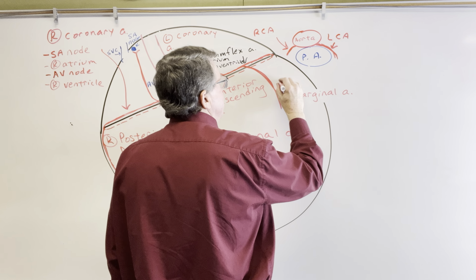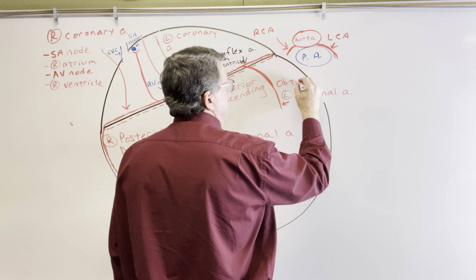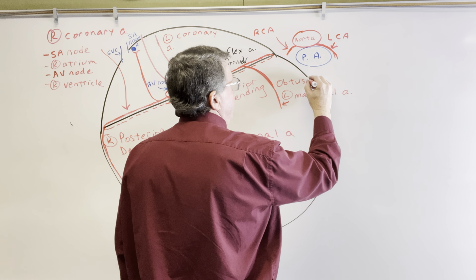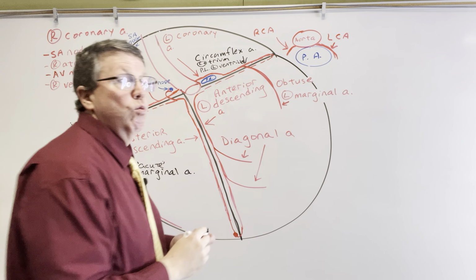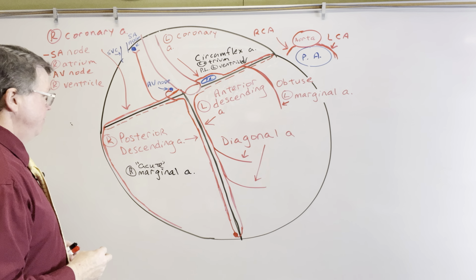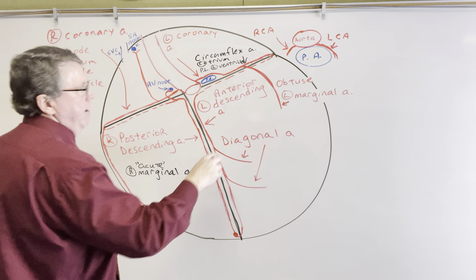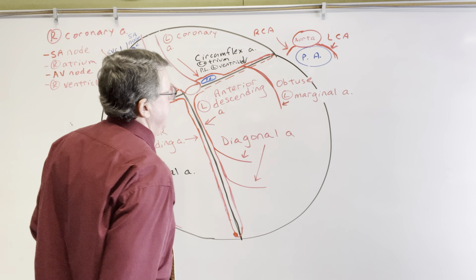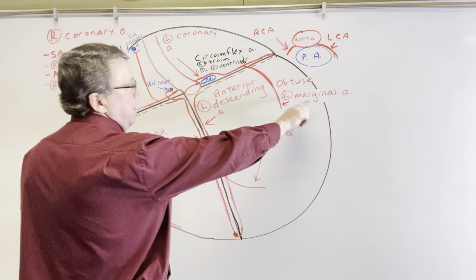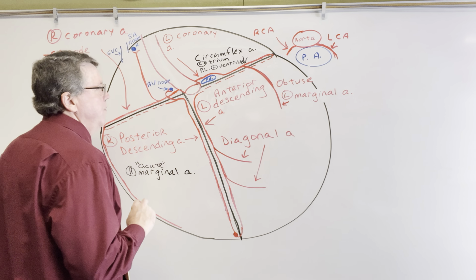It's going to supply blood to the left ventricle. This is also known as the obtuse marginal artery, and the reason being is because it comes off at a greater than 90-degree angle. Okay, so I have my acute marginal artery, which is coming off at less than a 90-degree angle, and my obtuse, which is greater than a 90-degree angle. Okay, and this is going to supply blood to the left ventricle. So let's look at some more things here.